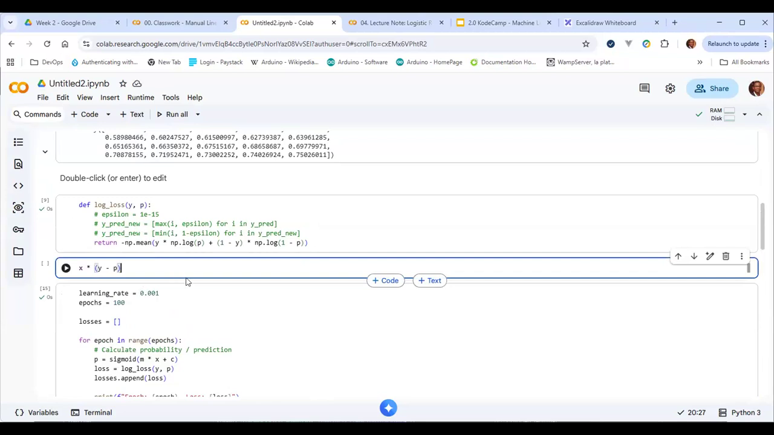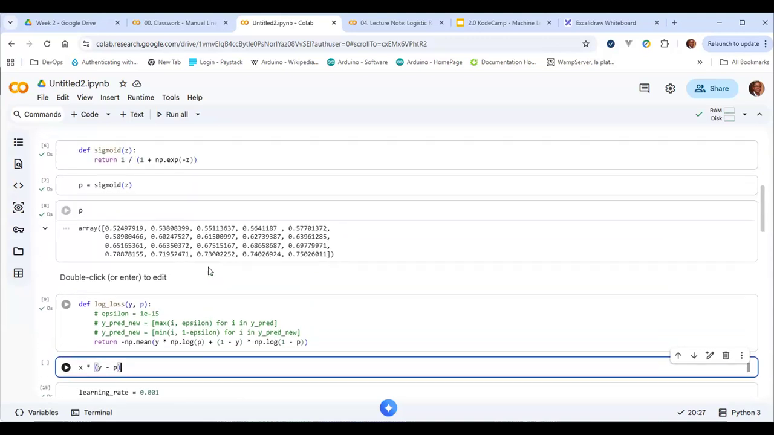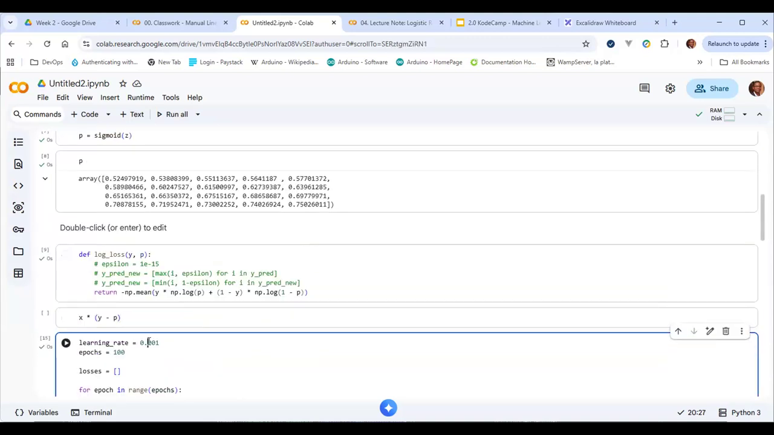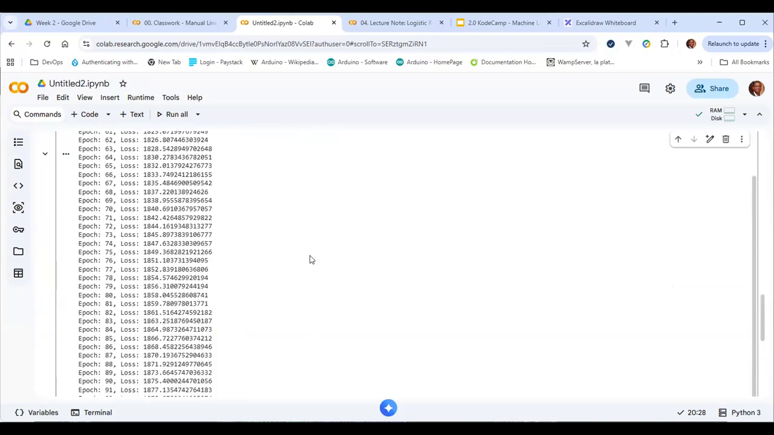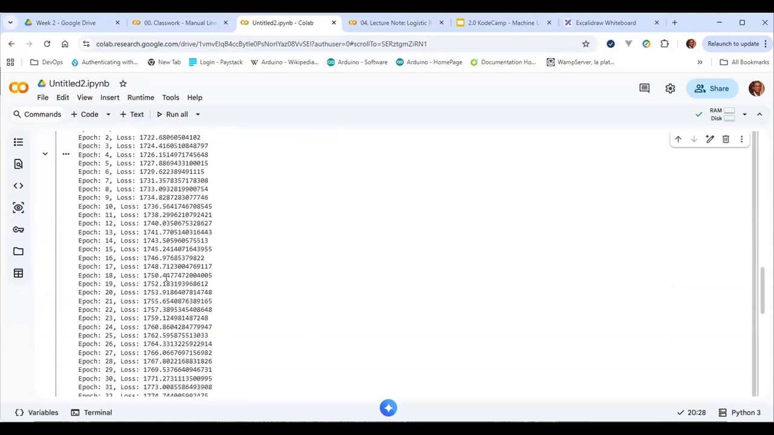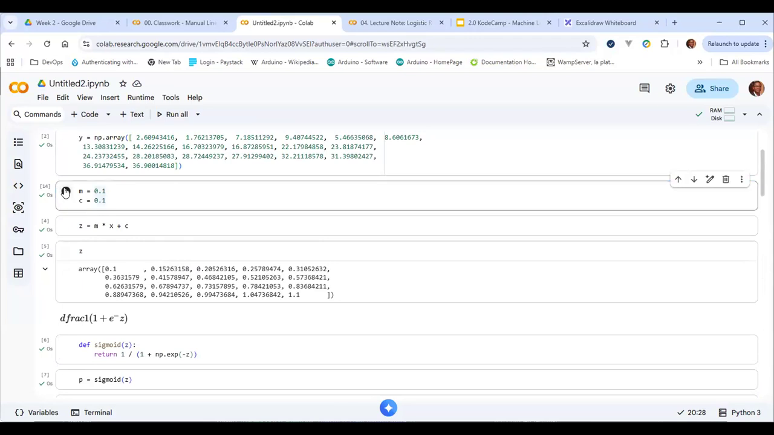Probably need a very low learning rate because of how large log loss is. Log loss is typically very large. By the way, we don't typically use logistic regression for a single variable. It's still growing. You typically use linear regression for a single variable.